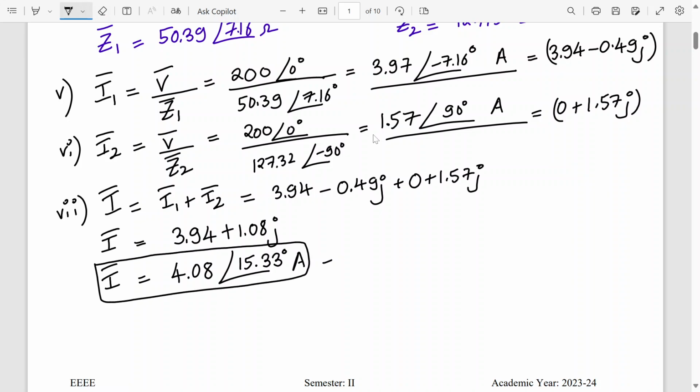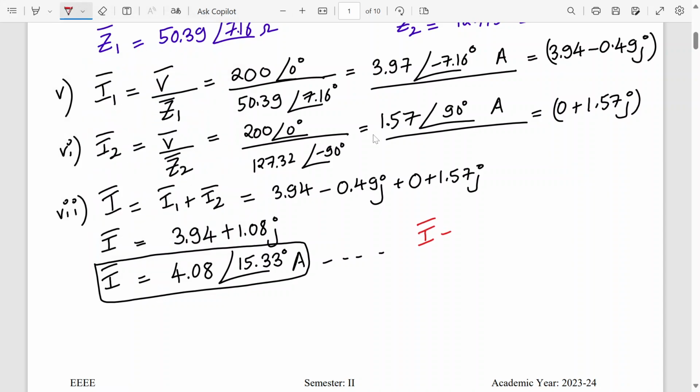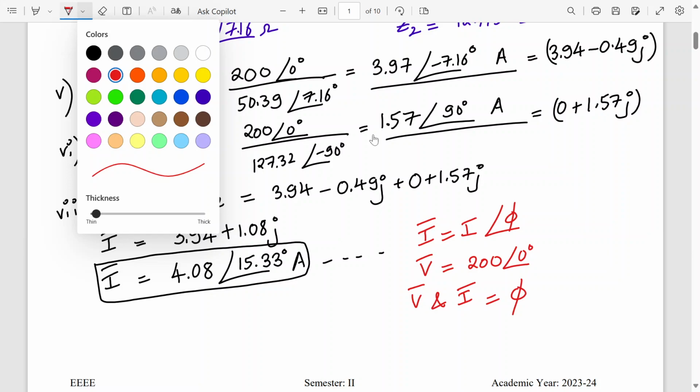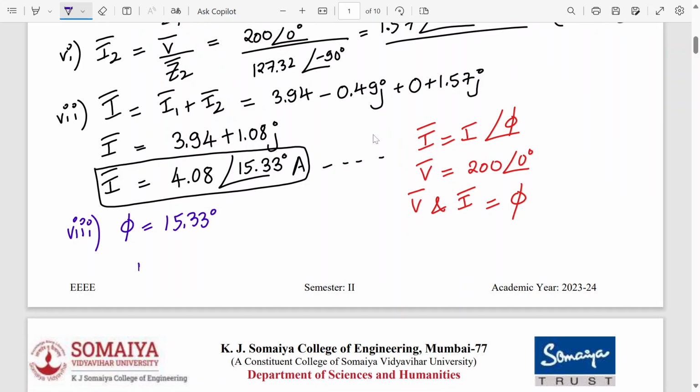Okay, and this is in the standard form. There is a standard form to follow: current I RMS at an angle phi. Alright, and what was the value of V? 200 at an angle 0. So what is the phase difference between V bar and I bar? It's phi. So how much is my phase angle phi? 15.33 degrees.